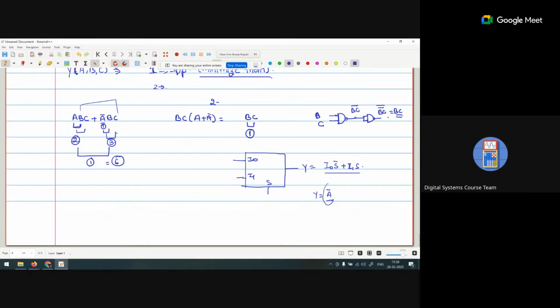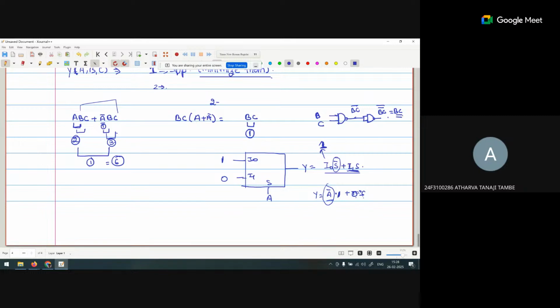The bar term is available, so it will be multiplied with 1, which means I naught is 1. The other term is 0, times S. So I1 will be connected with 0, I0 will be connected with 1, simple, and here we connect the A.